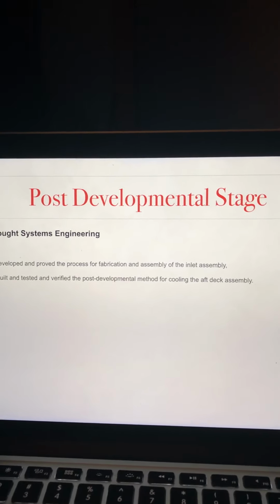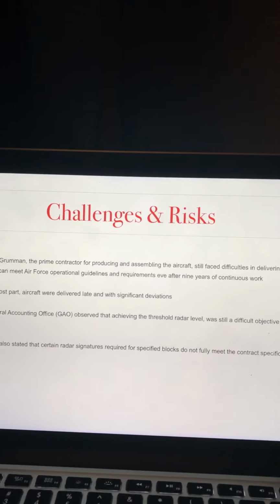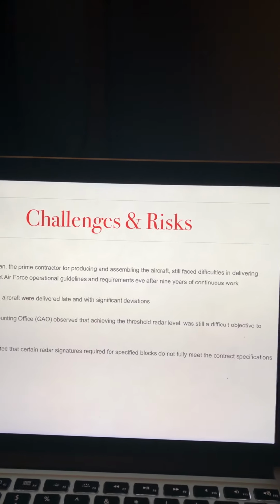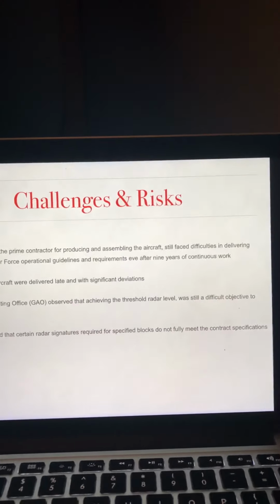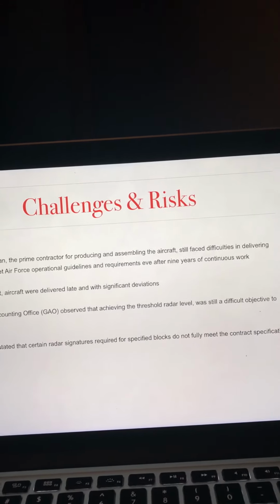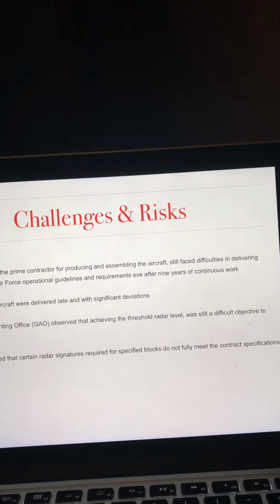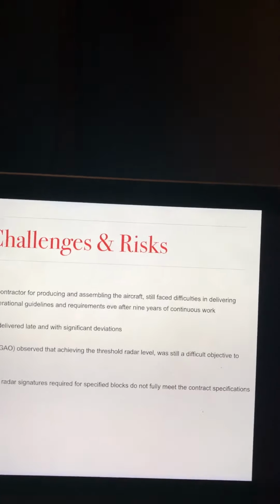So that brings me to the challenges and risks. Northrop Grumman, the prime contractor for producing and assembling the aircraft, still faced difficulties in delivering B2s that meet Air Force operational guidelines and requirements, even after 9 years of work. For the most part, aircraft were delivered late, with significant deviation within different teams.